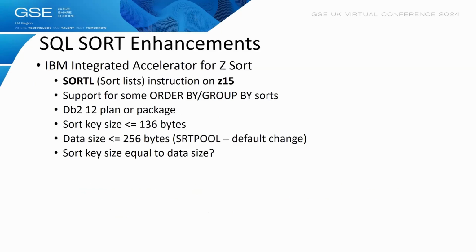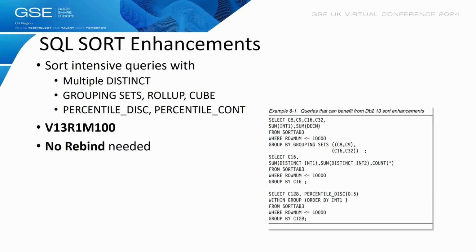A couple of sort enhancements. This new SORTL instruction in z15, if you open the Principles of Operation, you can learn more about this instruction. So Db2 will exploit that. There are some restrictions on when and how it will use it, so they are documented in that Redbook.